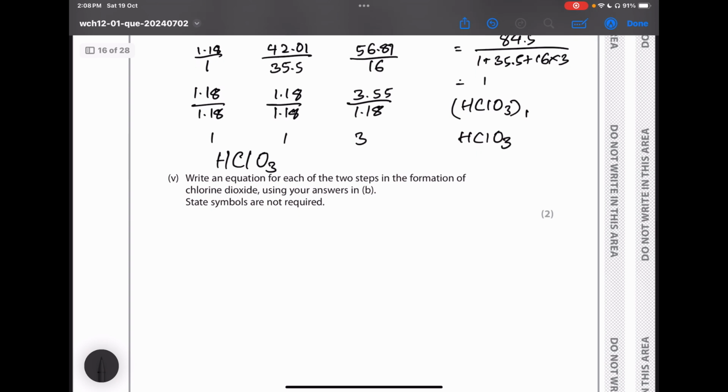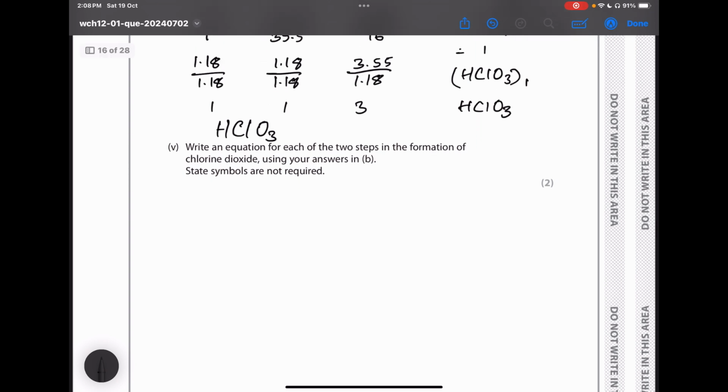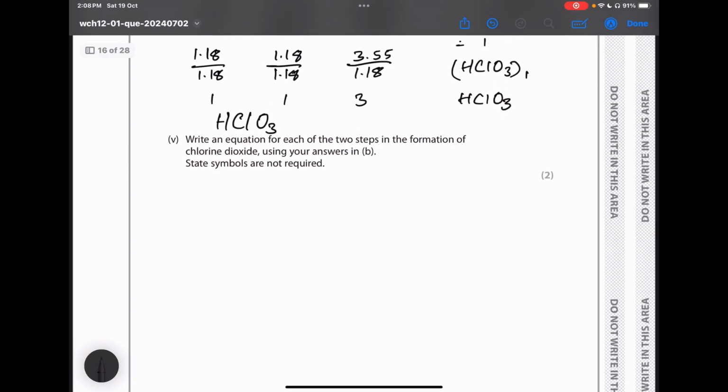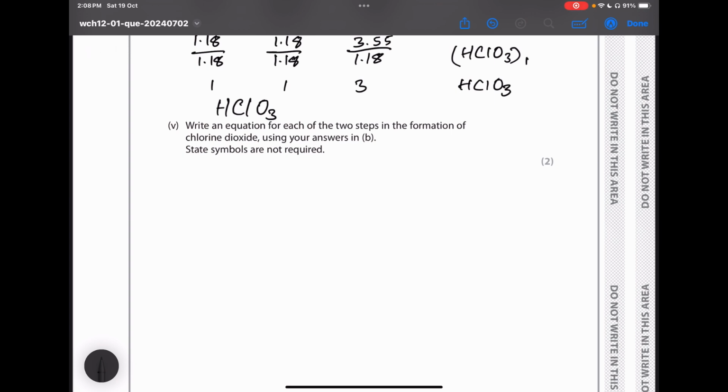Write an equation for each of the two steps in the formation of chlorine dioxide using your answer to the previous part. State symbols are not required. In the first step, we need to react potassium chlorate, as written in the question paper, KClO3, along with sulfuric acid, H2SO4, right? Now this will give us HClO3 along with potassium sulfate, K2SO4. Now we need to balance. To balance, we need to put a 2 over here and then a 2 over here. This is the first step.